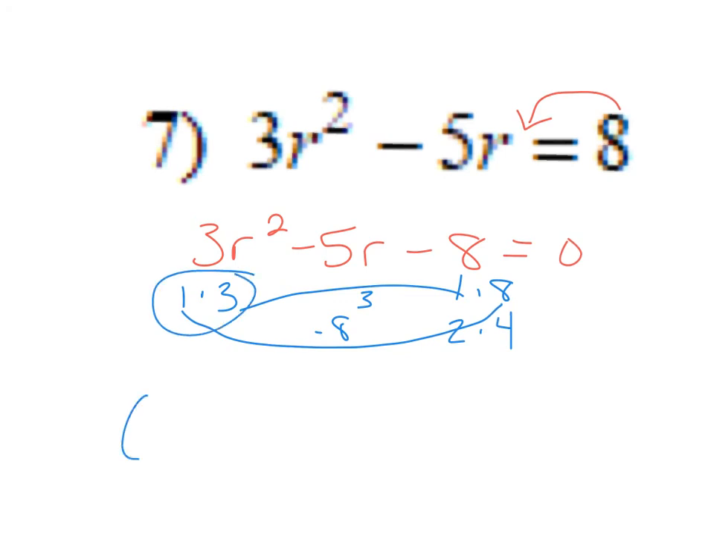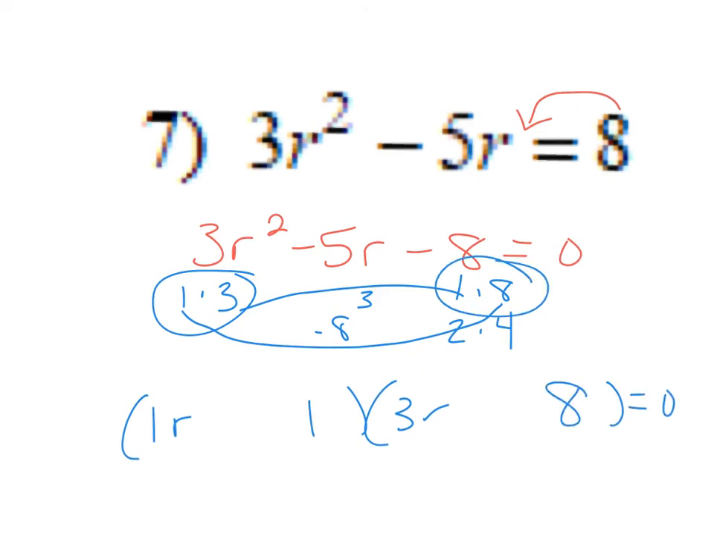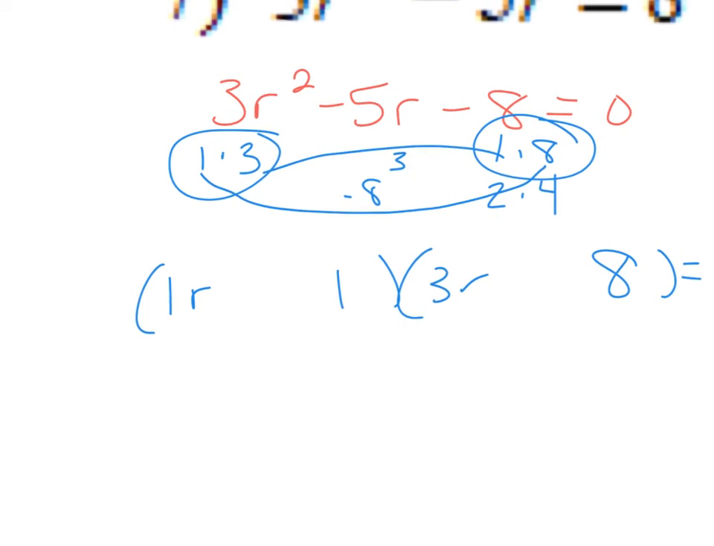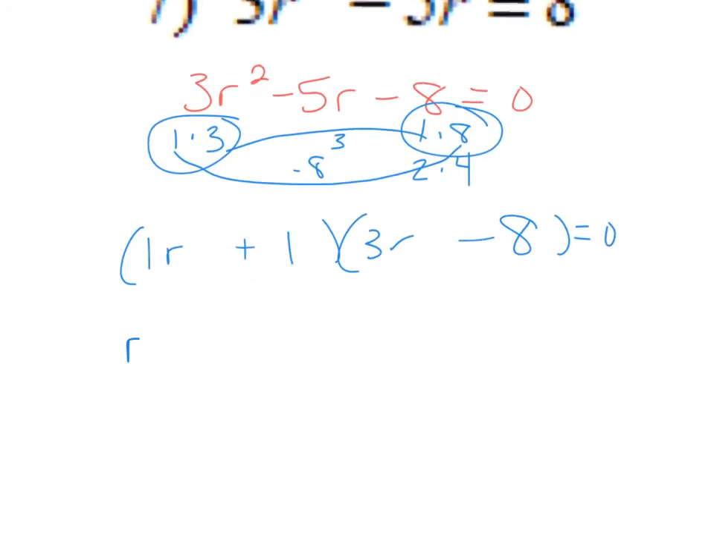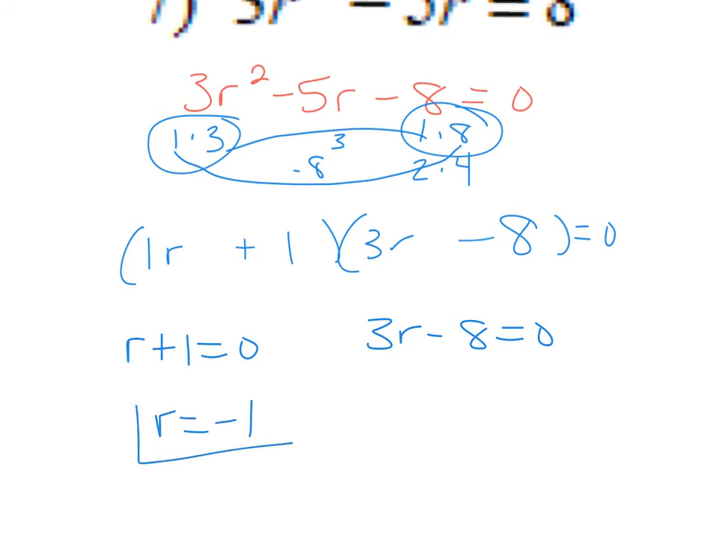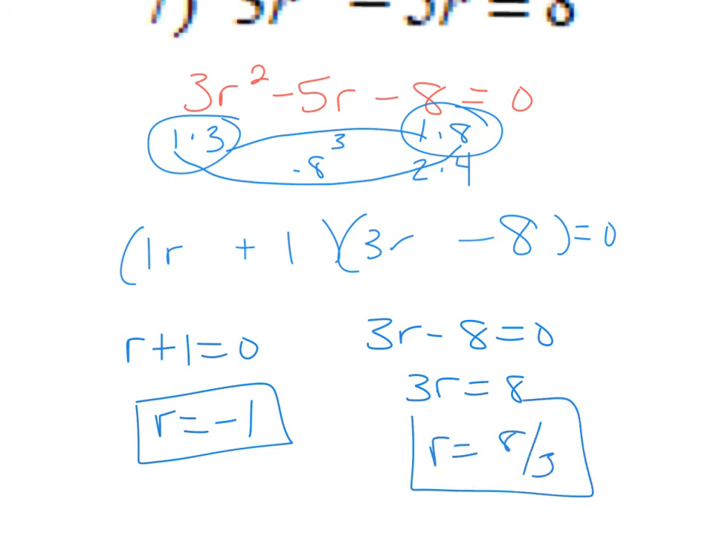So I have a 1-3 combo, 1r and 3r in front. On the back side, I have a 1, 8, 1, 8. And then keep in mind, I want this 8 to be negative, so I'm putting the negative there, which means this will be my positive. So I have r plus 1 equal to 0, and 3r minus 8 equal to 0. So r equals negative 1. This one I'm going to add the 8 over, and then divide and get r equals 8/3.